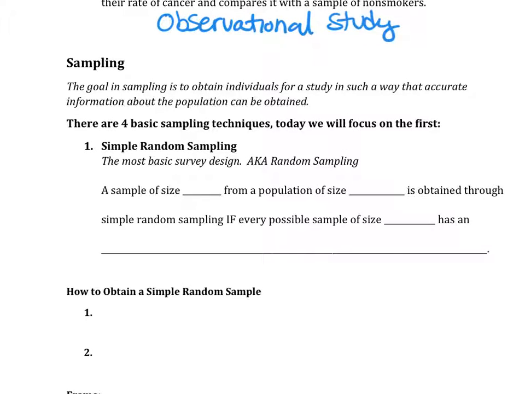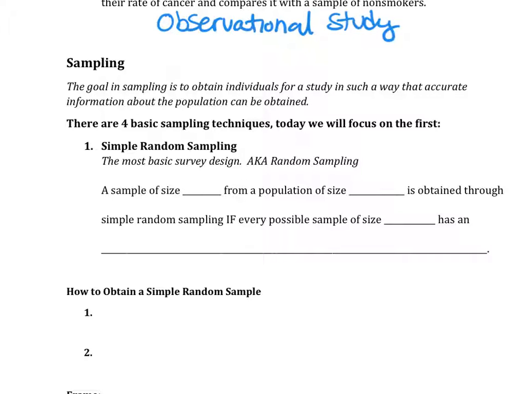So when we're sampling, the goal is to obtain individuals for your study, so either the observational study or an experiment, in such a way that accurate information about a population can be obtained. So in your sample, since it's a smaller group from your population, you want that smaller group to represent your population well, or else it won't give you very realistic or accurate results. So there's 4 basic sampling techniques. We're just focusing on simple random sampling today.